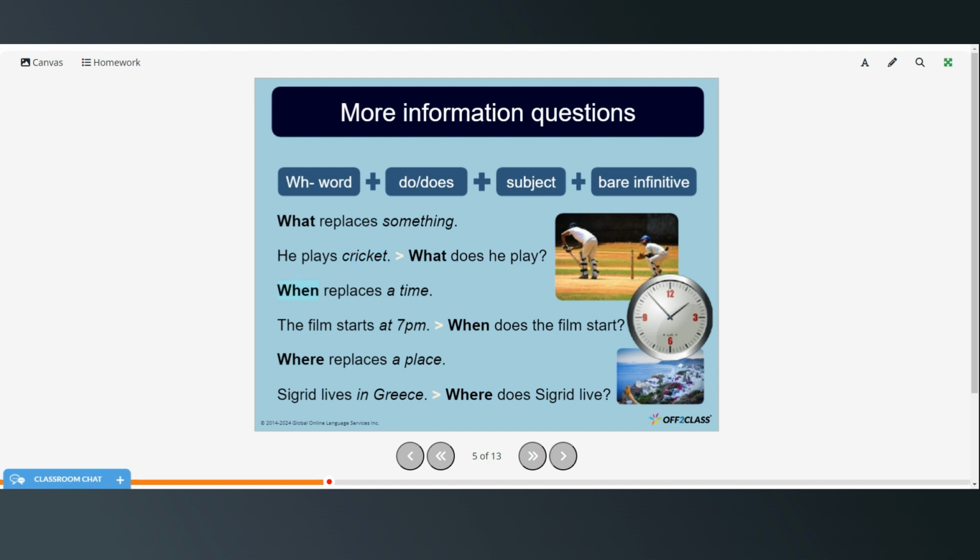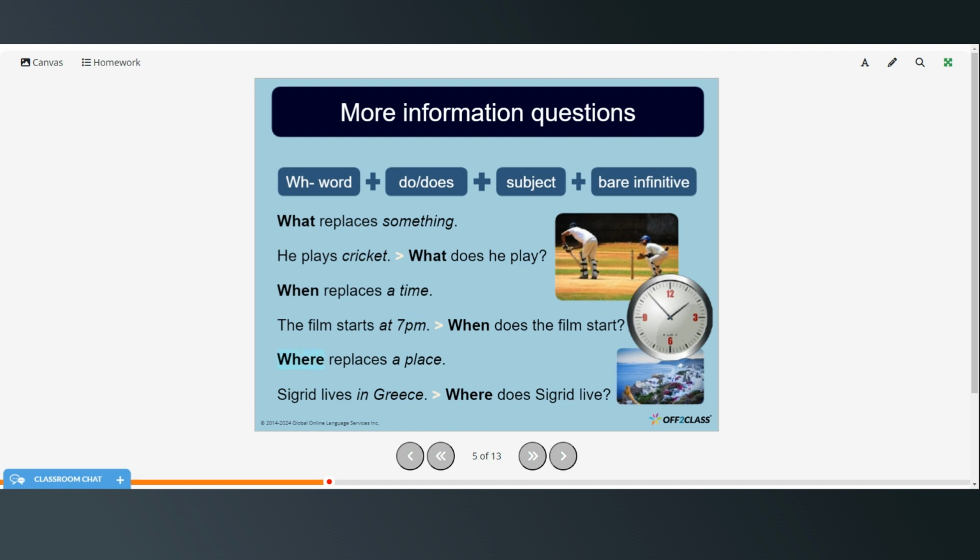When, as a WH word, replaces a time. So here, the answer, the film starts at 7 p.m. So the WH word when would replace the at 7 p.m. So when does the film start? So again, this sentence structure, the WH word when, the do or the does, then the film, and the bare infinitive, start.